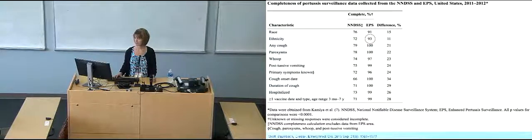This is data about the characteristics of pertussis cases. So this is some epi data: race, ethnicity, symptoms, whether or not somebody was hospitalized, and their vaccine history. And you can see in Enhanced Pertussis Surveillance, again, it's very complete. We're aiming for 99, 100% completeness. It's not that complete for every variable, but it's consistently higher and more complete than the National Notifiable Disease Surveillance, or the standard surveillance.